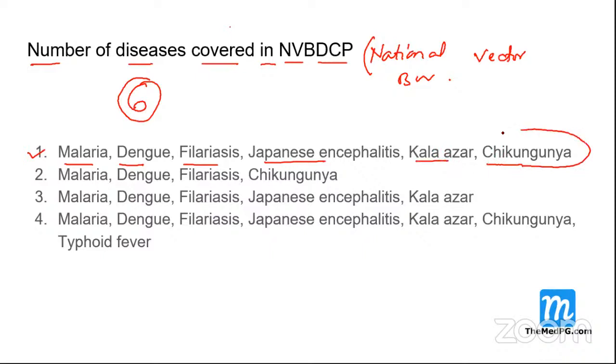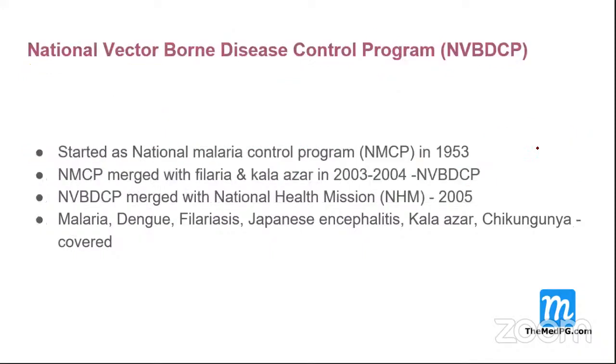This chikungunya was lastly added. So totally how many diseases are covered under this NVBDCP program, students? It is totally 6. This number you have to remember and you need to remember the names also. So malaria, dengue, filariasis, JE, Kala Azar, and chikungunya.